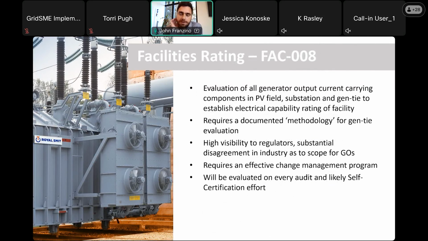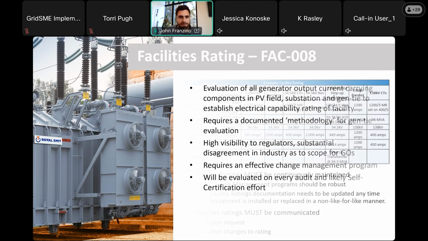Moving on to another facility standard, fact 8, and this is about facility rating. So remember, one of the primary roles and responsibilities of a generator owner is on that design and engineering side. So when building the facility, we need to ensure we understand all the different current carrying elements and what their rating is from an electrical standpoint, voltage, amperage, etc. And really the punchline then becomes, how do we determine and identify the most limiting element?